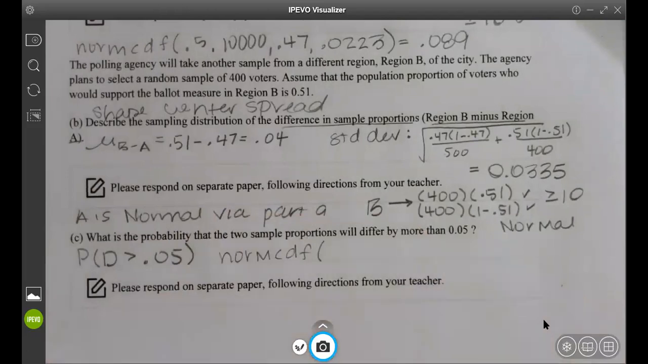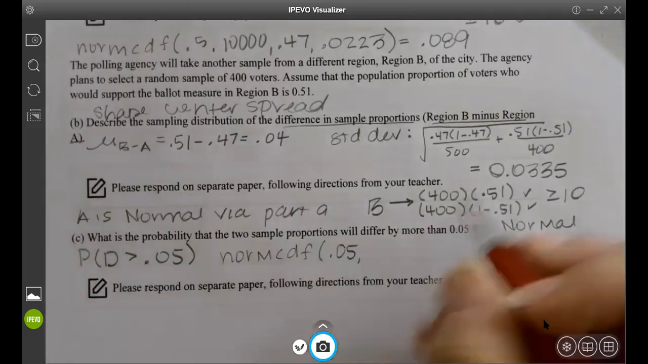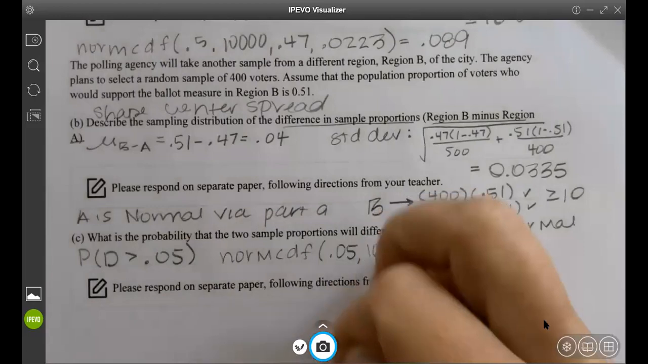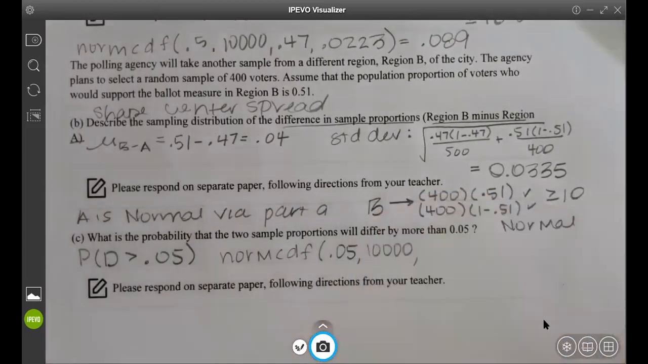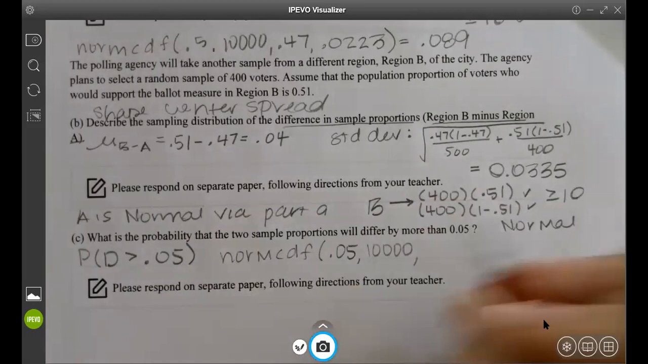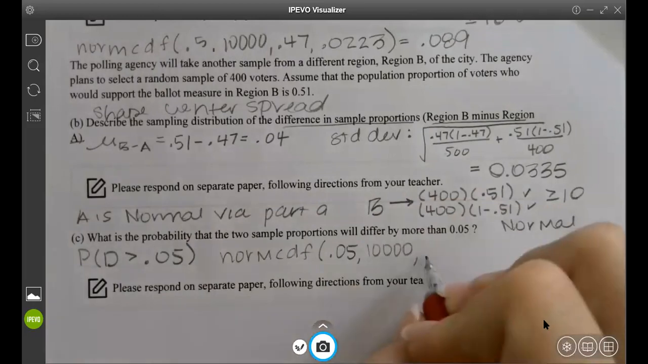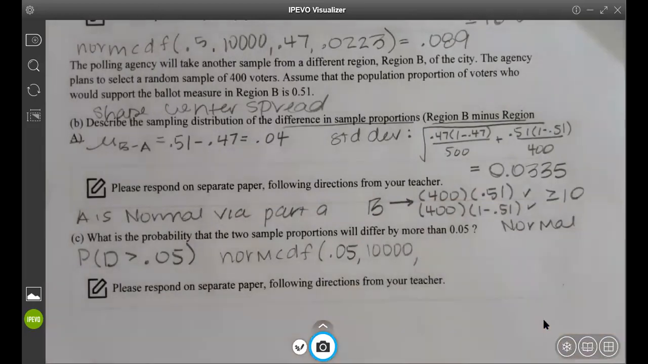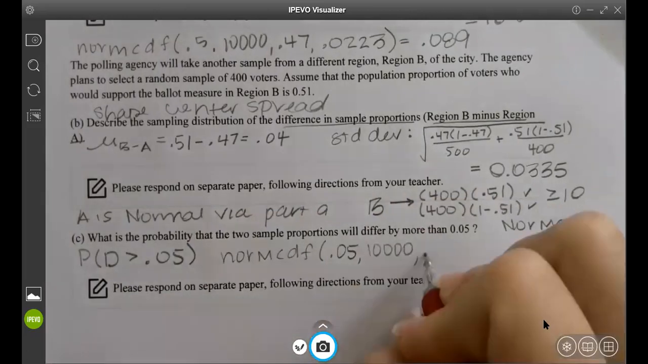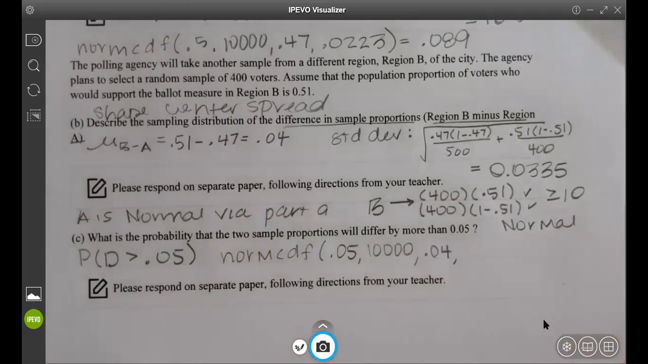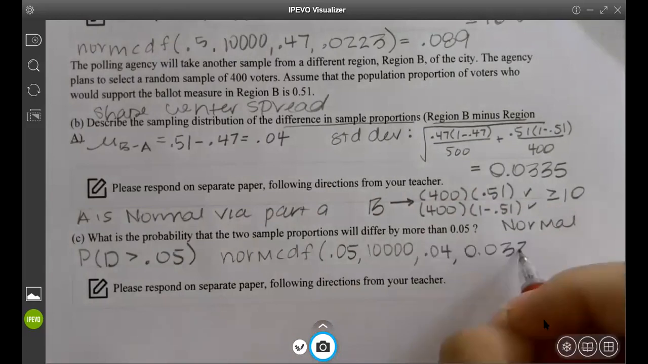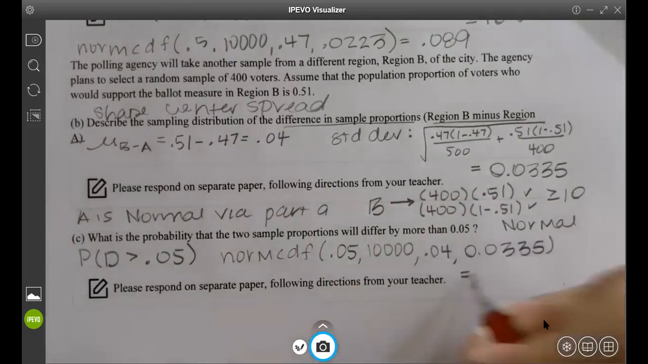So what's our lower if we want greater than 0.05? 0.05. What's our upper? 10,000. What is our mean? Say what? You sure? We're talking about the mean of the difference. What is it? 0.04. And then what's the standard deviation of the difference? Yeah, we already did this. That will give you a probability of 0.383.